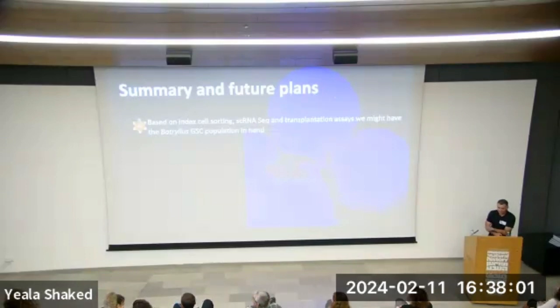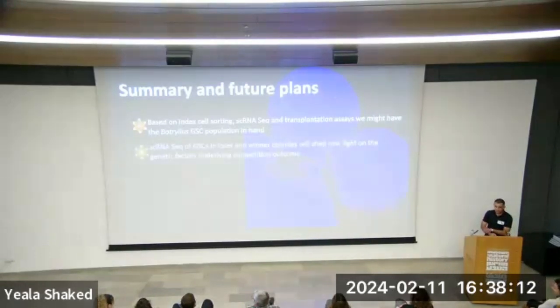So to conclude my talk, based on index cell sorting, single cell RNA sequencing, and transplantation assays, it looks like we might have in hand the Botryllus germline stem cell population. Now that we know how to isolate them, since we have in the lab colonies that we know are winners and losers, we can sort the same cells in the winner and loser genotypes and then characterize them based on single cell RNA sequencing and see what factors control the competition outcome.